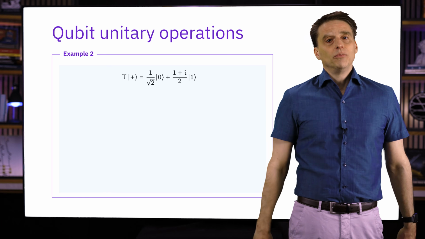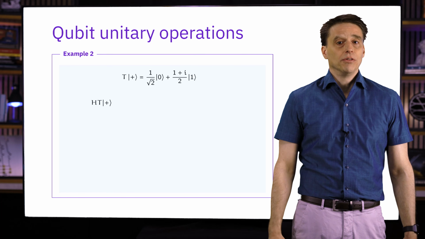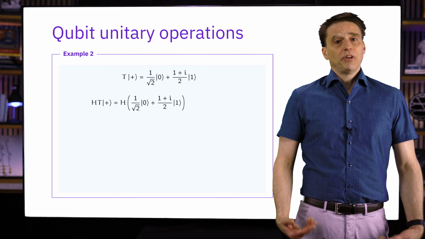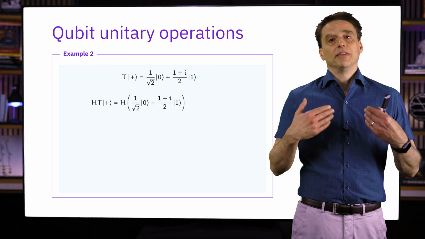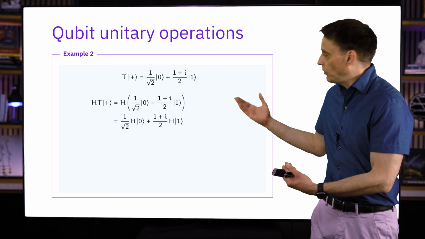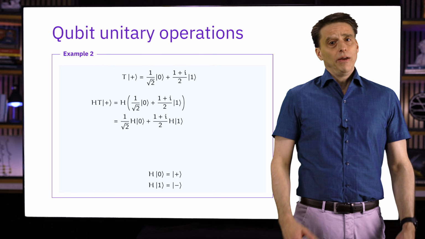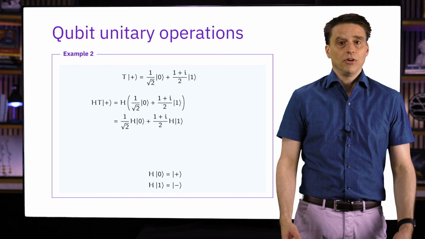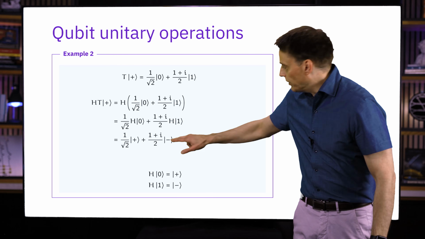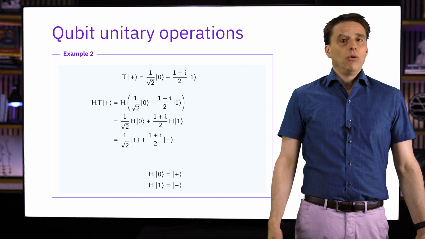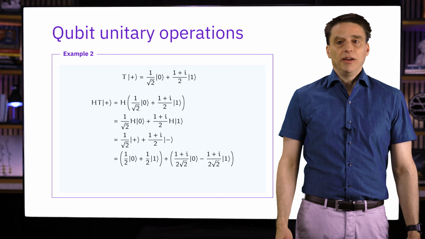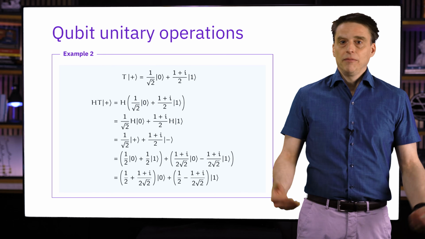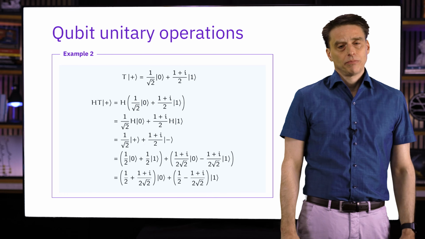If for whatever reason we'd like to apply a Hadamard operation to the result, we can do a similar thing. First, we substitute the expression for T acting on the plus state, and we use linearity like we did before. And now, if we substitute the expressions we already have for the Hadamard operation acting on ket 0 and ket 1, we obtain this. And now, we can expand the plus state and the minus state to get this expression right here, which we can simplify just by adding, and here is the final result.